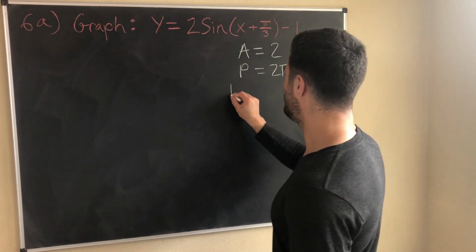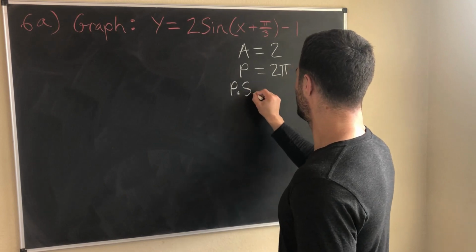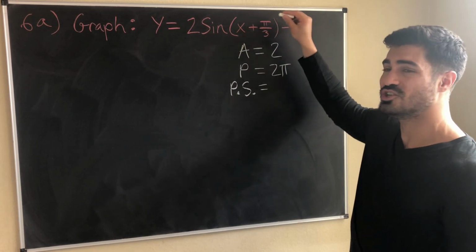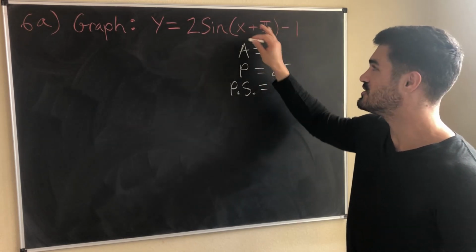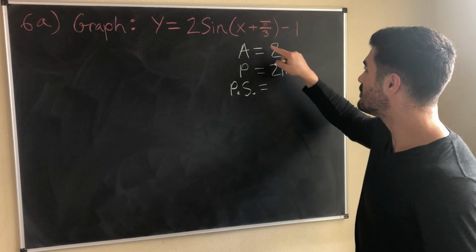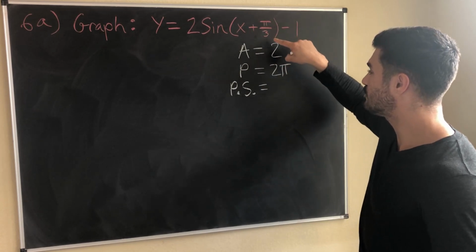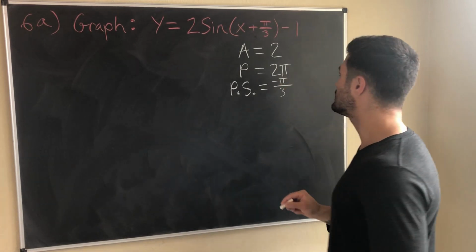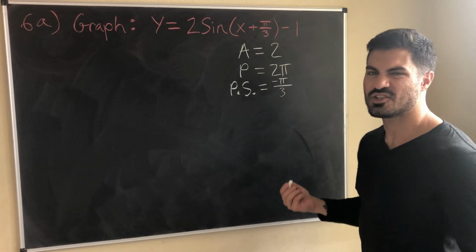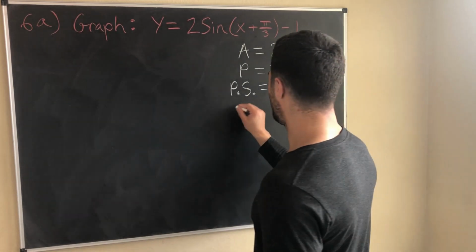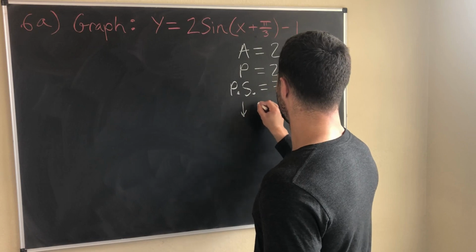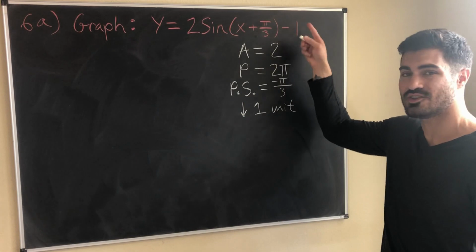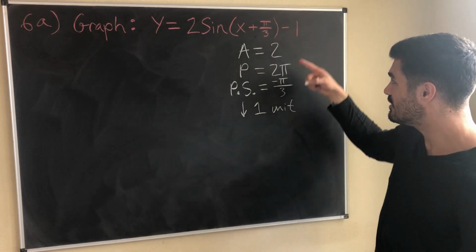So let's see, where are we at now? Phase shift, I'm going to write PS. So where are we shifting? Well, that's determined by the addition or subtraction inside the parentheses, directly involving the x here. So since we have plus pi over 3, we're shifting to the left pi over 3 units. So minus pi over 3, shifting to the left pi over 3. And it doesn't ask us for it, I don't think, but I'm going to also write shifting down 1 unit. Because that's what the addition or subtraction out here shifts, up and down.